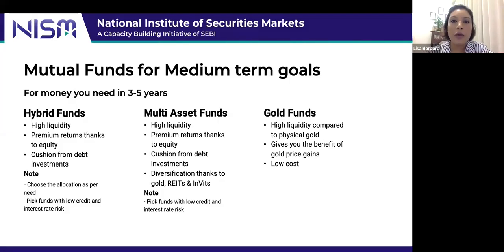Gold funds. Now, gold is a way to hedge against inflation risk, and gold ETFs and gold funds are available under the mutual fund umbrella. They are a very good way to get exposure into gold. Again, your 3 to 5 year medium term investment can go here. It gives you the benefit of gold price gains if that is the expectation, without the problem of holding physical gold.